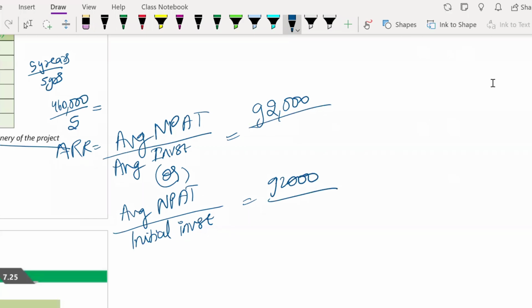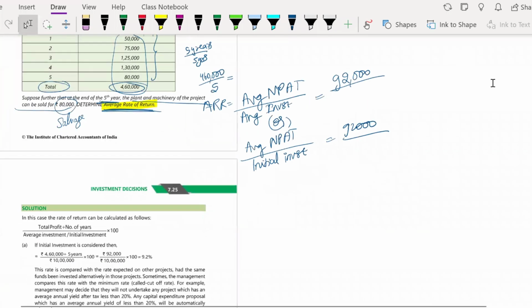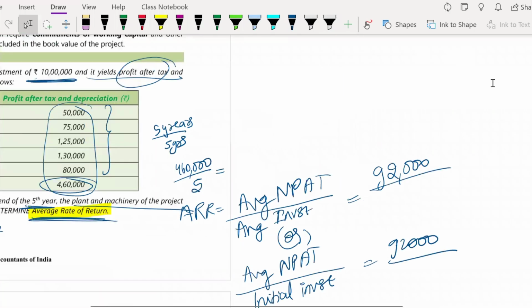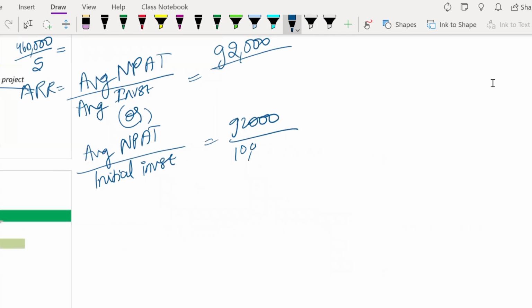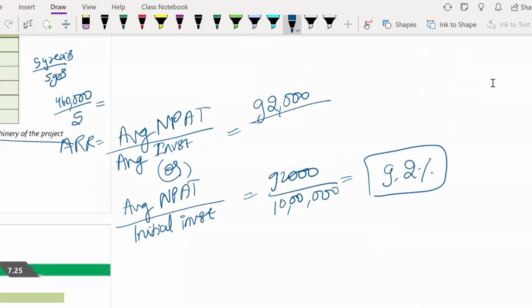92,000 divided by, here you do initial investment. So what was our initial investment? Our initial investment was 10 lakh rupees. So if you divide by 10 lakh, here you will find out the first ARR, which is 9.2%.